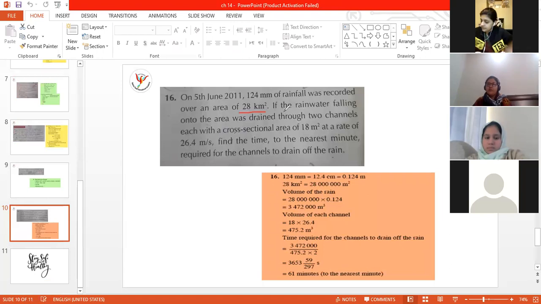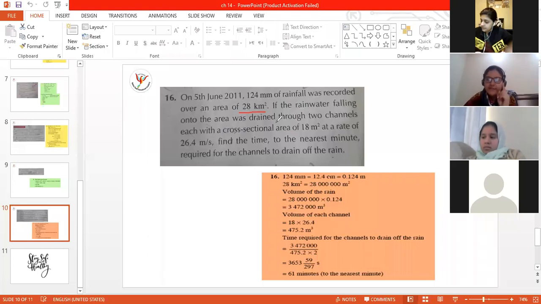If the rainwater falling onto the area was drained through two channels, each with a cross-sectional area of 18 meters square at a rate of 26.4 meter per second, find the time to the nearest minute required for the channel to drain off the rain.